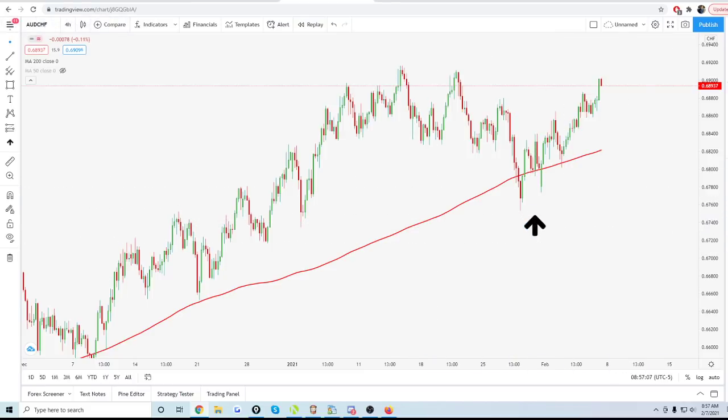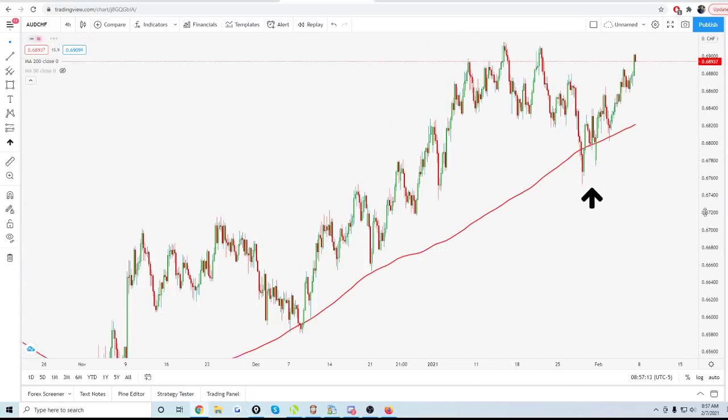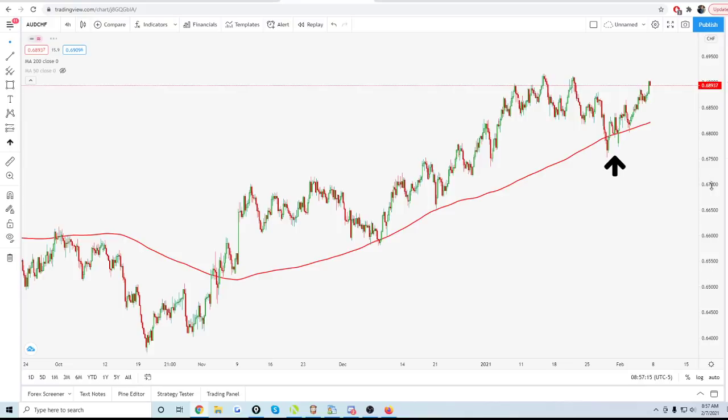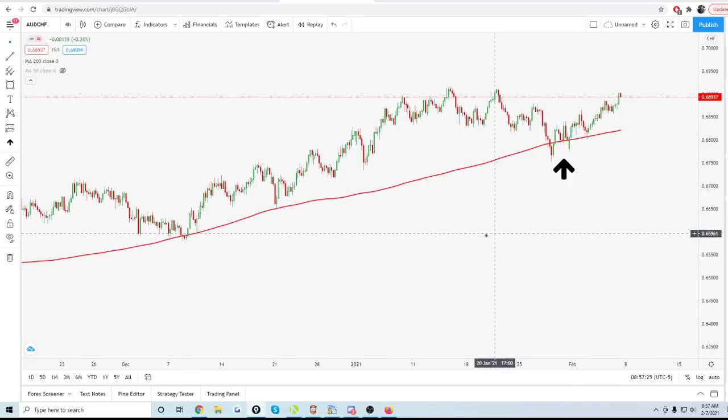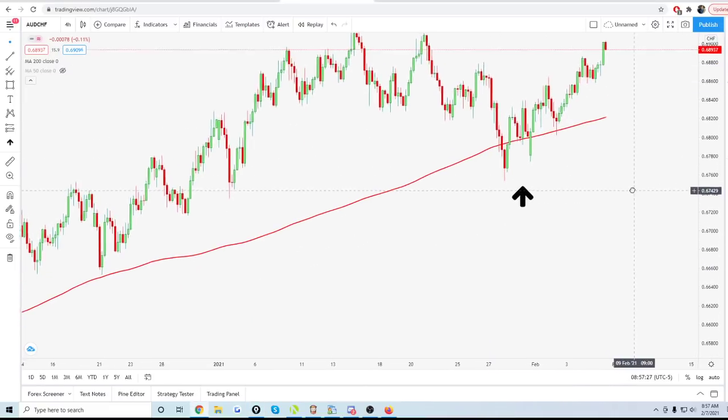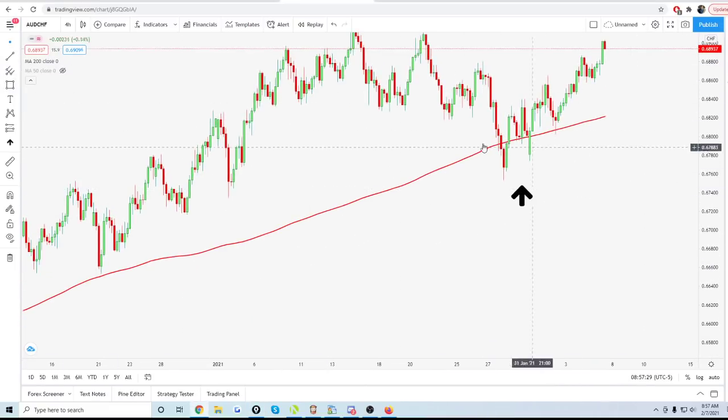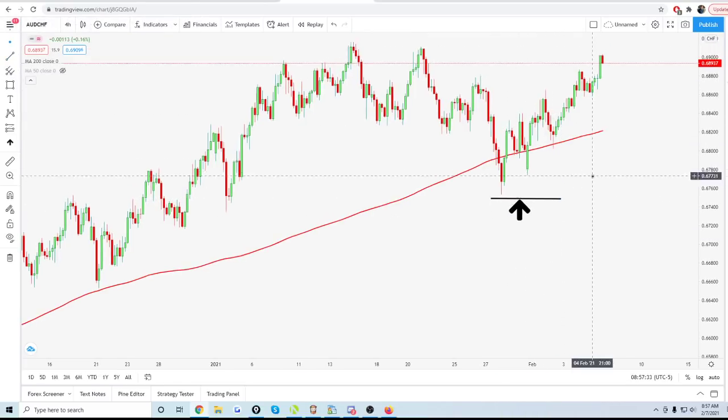The idea was we entered on the pullback of this 4-hour uptrend, just how we talked about earlier in this video about pound dollar. We've been in this chugging uptrend for Aussie Swiss as well as pound dollar, and as we came back to this level, I got long in this general area, and I've trailed my stop to break even. My initial stop for this trade was underneath this low, and price since then has rallied.